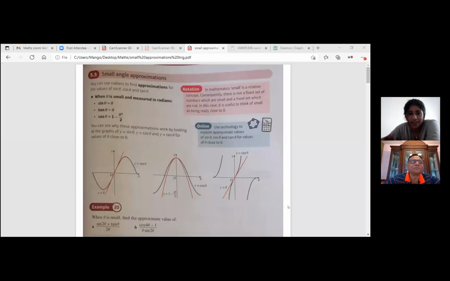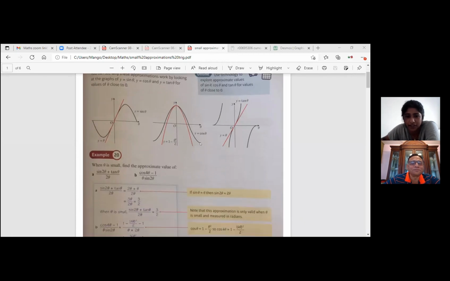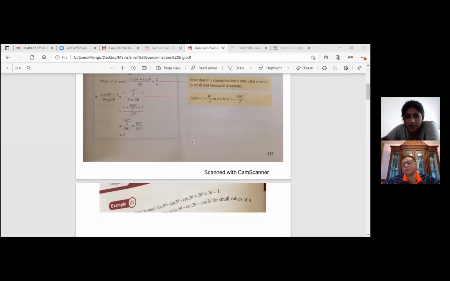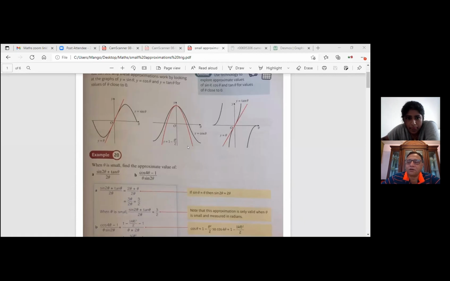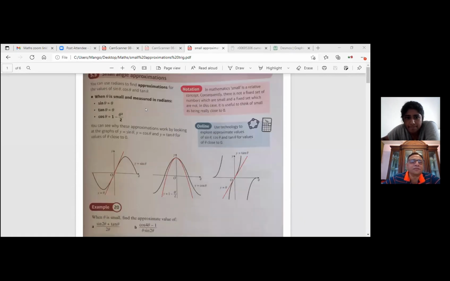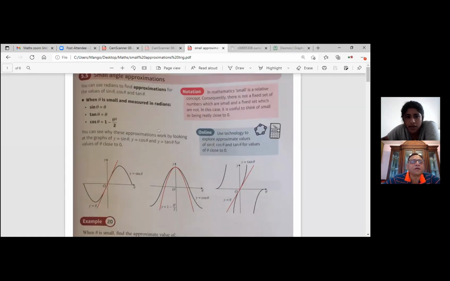Okay, sure. Cool. It's called small angle approximations. I just scanned my book for that unit. Can you please read the first paragraph? I know you sent me a message on WhatsApp regarding this particular chapter. Can you please read what is given on the top of it?